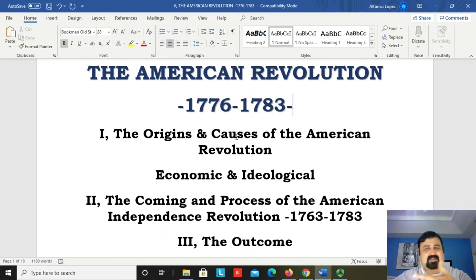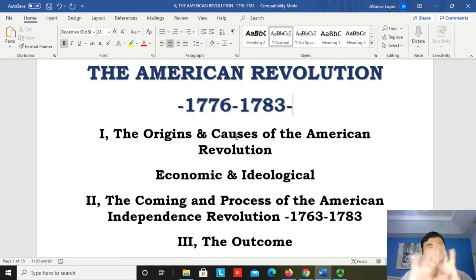And finally, there's going to be the Declaration of Independence and, of course, the struggle for independence itself, that is, the war that ended in 1783. Again, we're going to see that. And the last part will be a short overview of the outcome, what the actual outcome of the American Revolution was, the series of changes that the revolution brought.